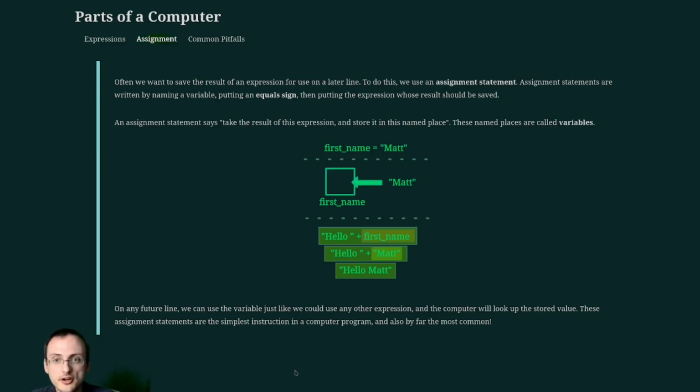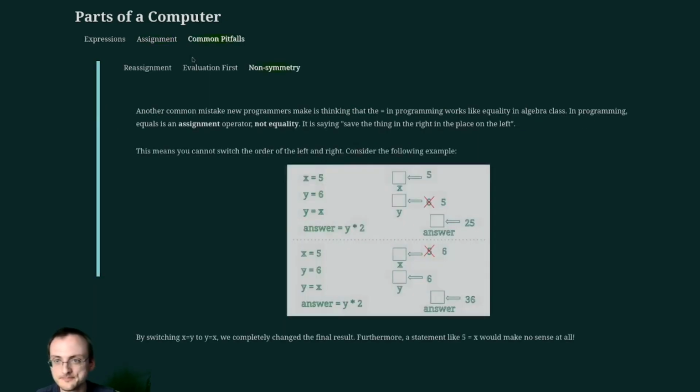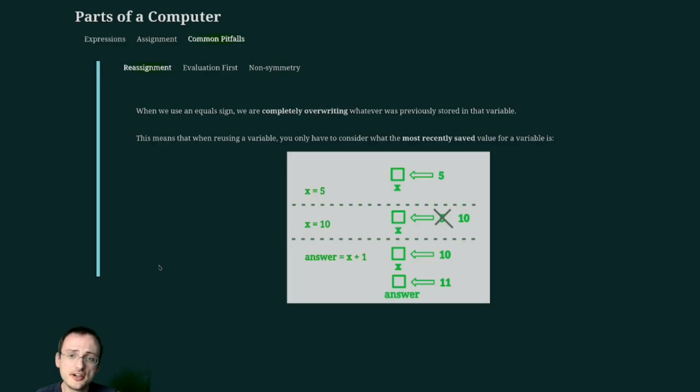The other thing I want to talk about in this video is some of the ways assignment is unintuitive, especially if you're coming from a math background. If you've taken algebra and you've seen that equals for years and years, the equals in programming works slightly differently. So first, when we use an equal sign, we are completely overwriting whatever was previously stored in a variable.